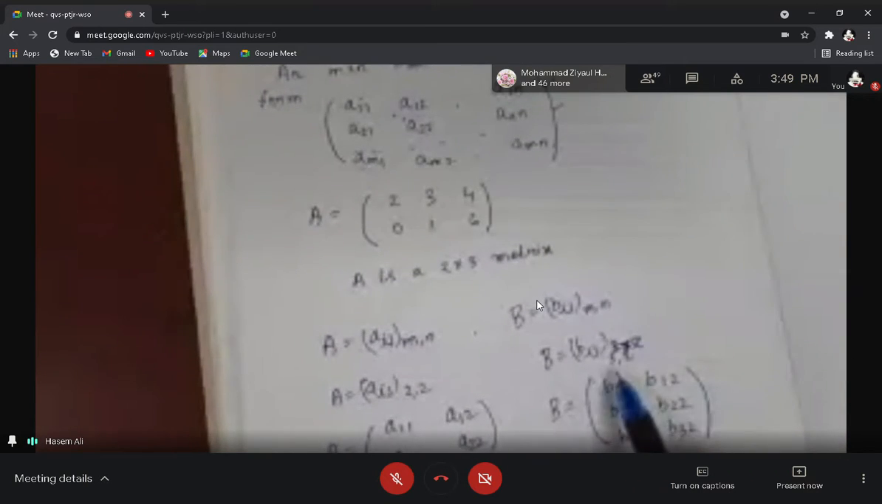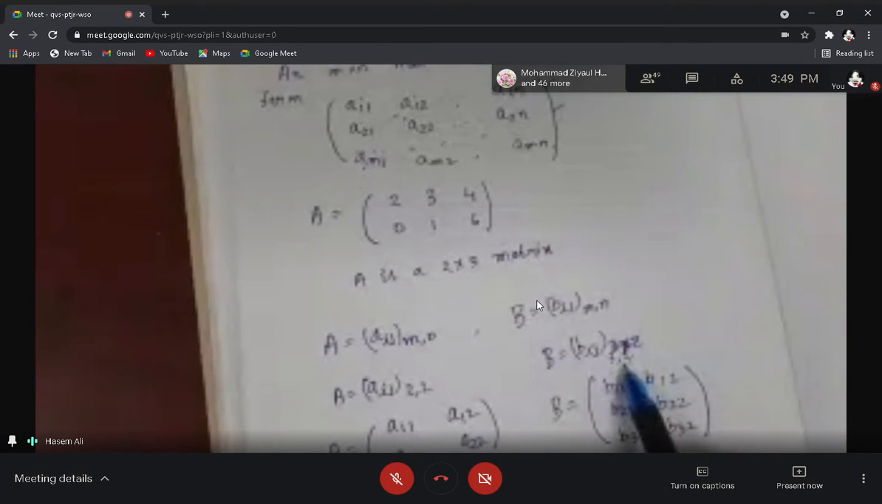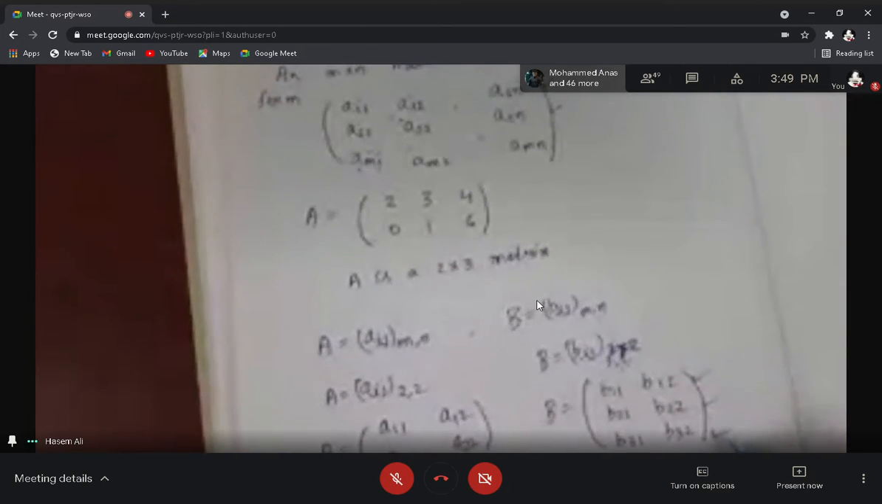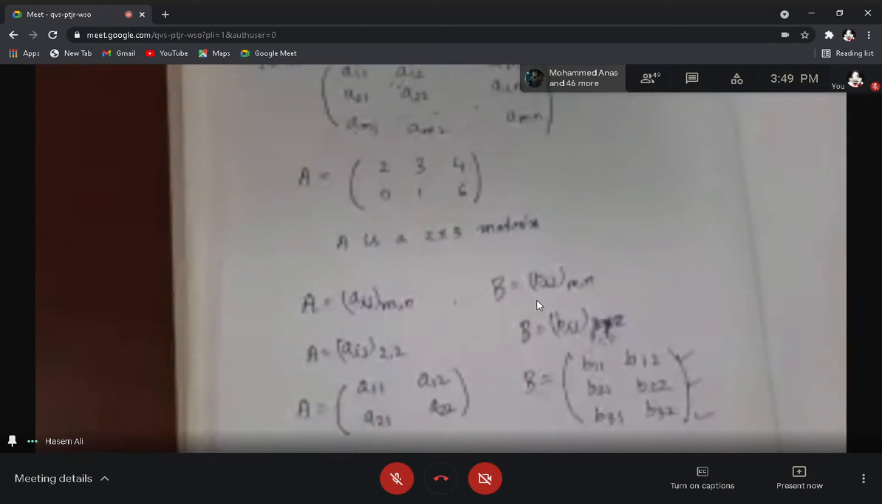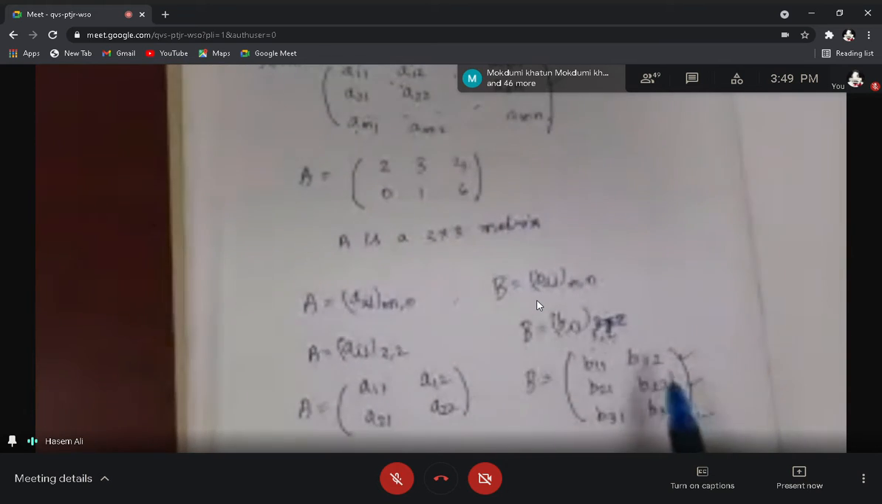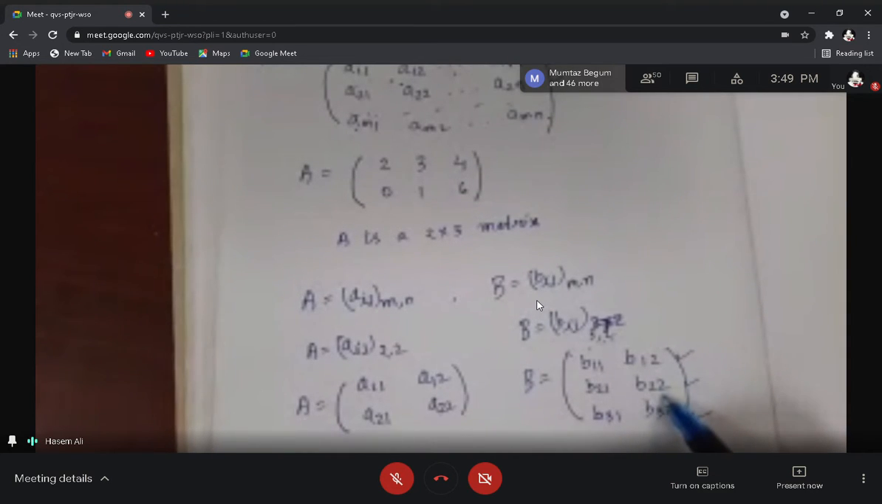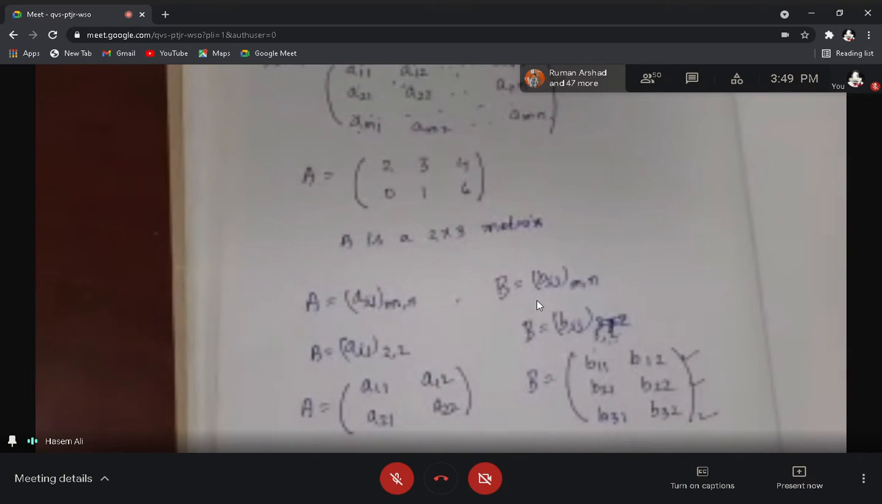Note here, 3 by 2 means 3 rows. This is the first row, this is the second row, this is the third row. And 2 columns. So this is the first column, b11, b21, b31, and b12, b22, b32 is the second column.